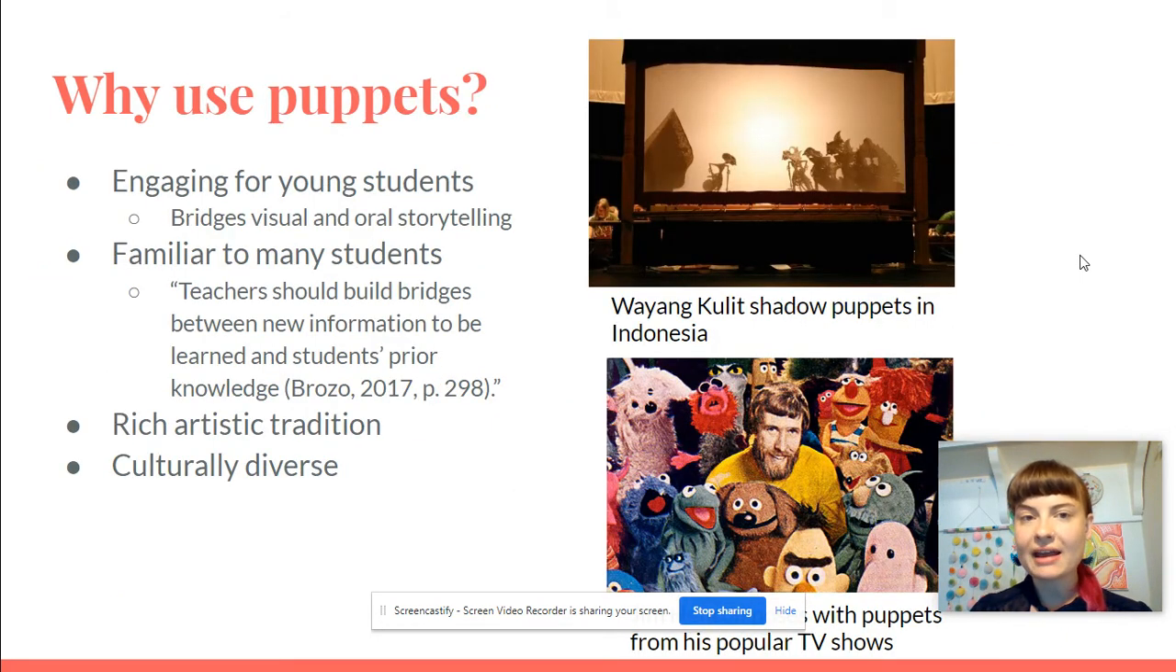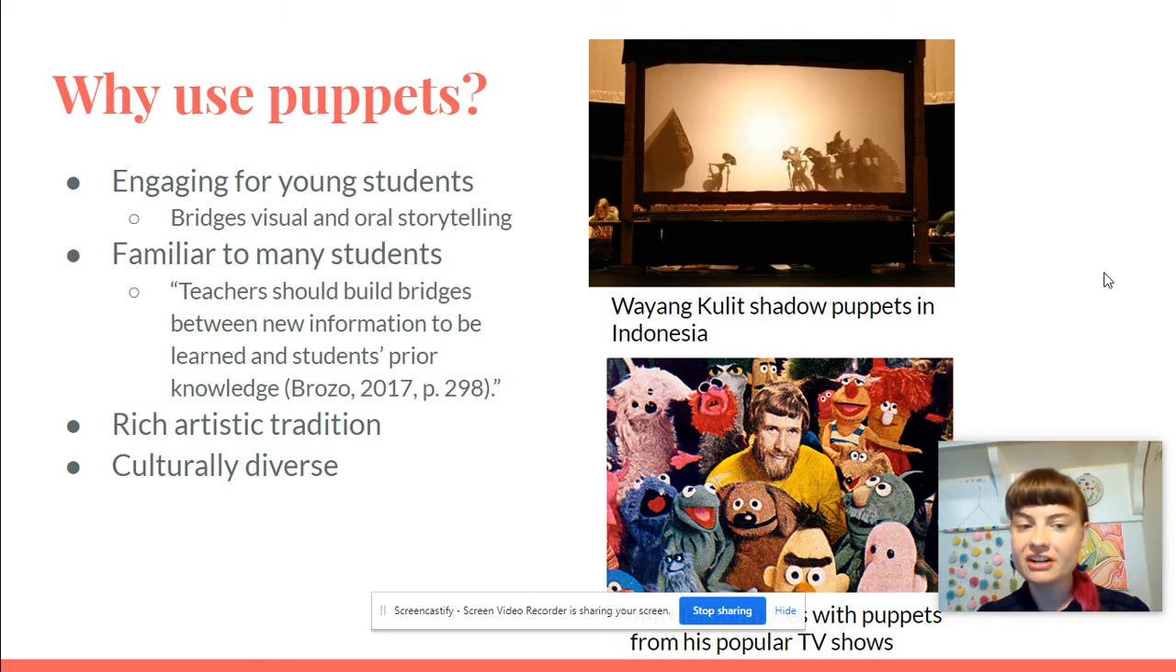You might be wondering why puppets are an instructional tool that I would use with young students. That's for several reasons. First of all, puppets are very engaging for young students. They're multimodal because they bridge both visual and oral storytelling. You have a visual prop, but you also have that oral storytelling tradition that so many students are familiar with from their own home background. Puppets are also familiar to students because many of students' everyday literacies, like children's television programs, often have puppets. So that builds another bridge between students' home and school literacies.